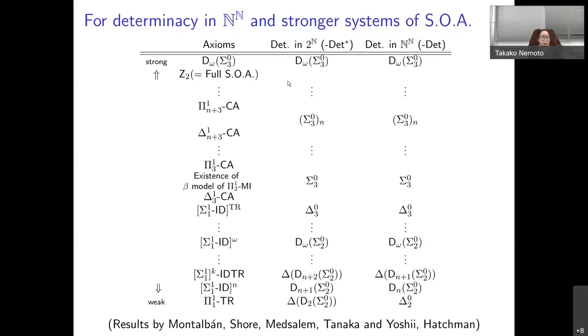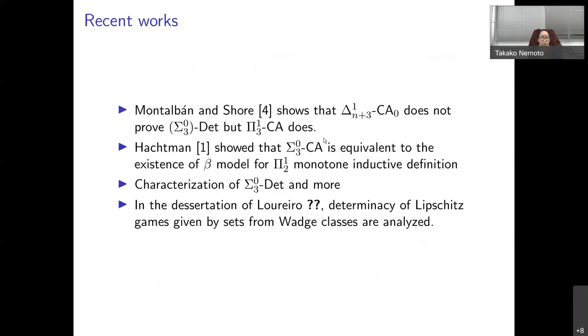And so recently, I have not yet studied the recent results in detail, but the study of low-level Borel determinacy is still quite an active area. And another research direction is by Lorio. I don't know, he finished his or her dissertation in Portuguese several years ago.